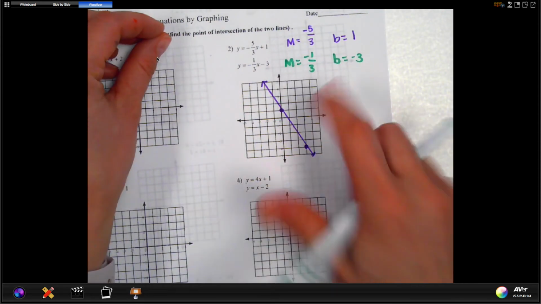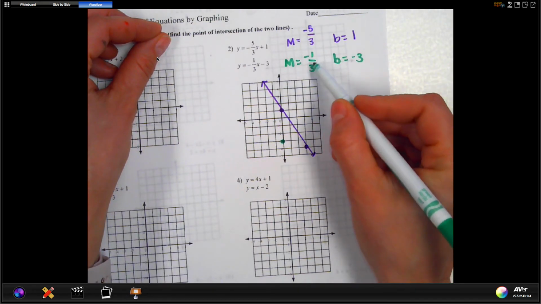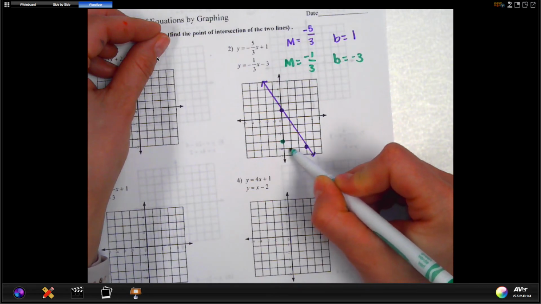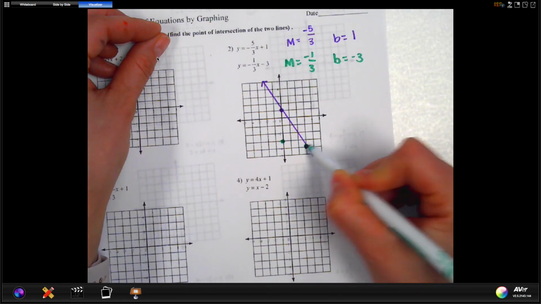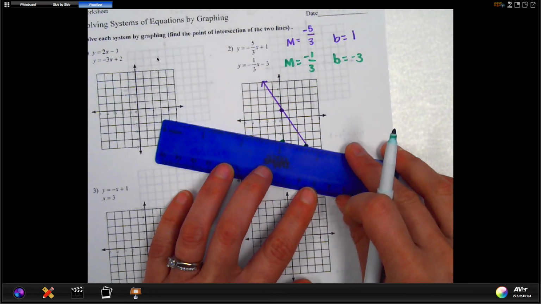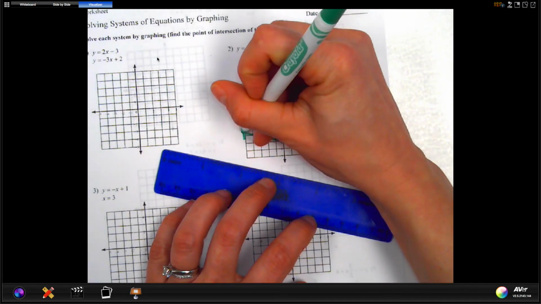Okay, so we're going to start at negative 3, make a dot, and we're going to rise -1. That means we're going to go down 1, and we're going to go right 3. Oh, it lands right here. So that's good because we need to know the solution is where they cross. So let's go ahead and draw our line through, all the way through.